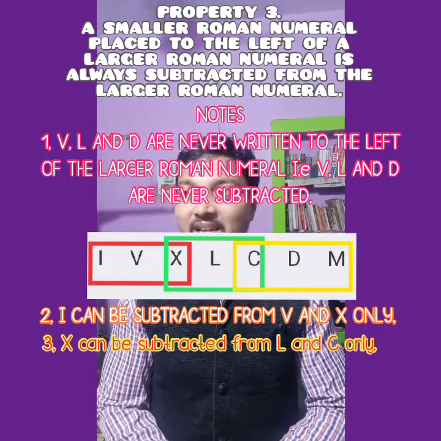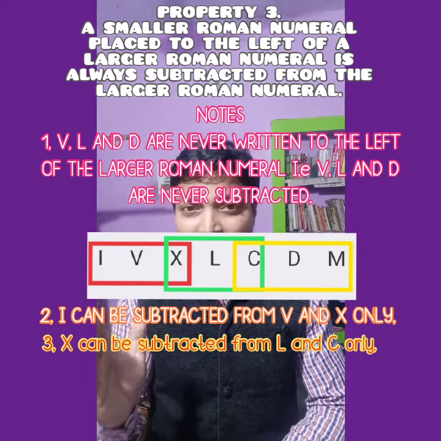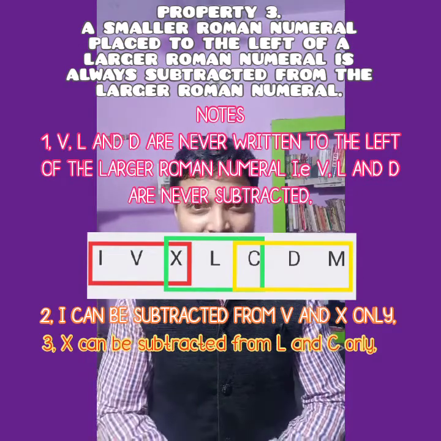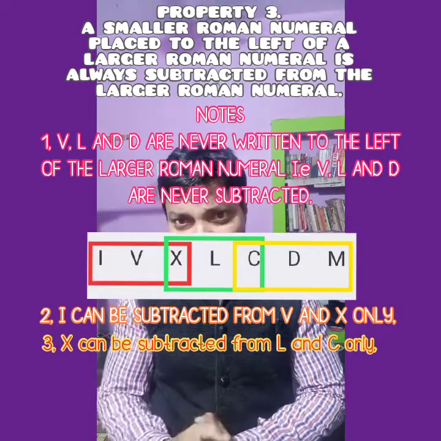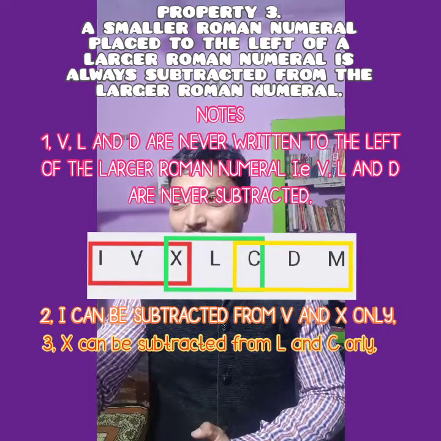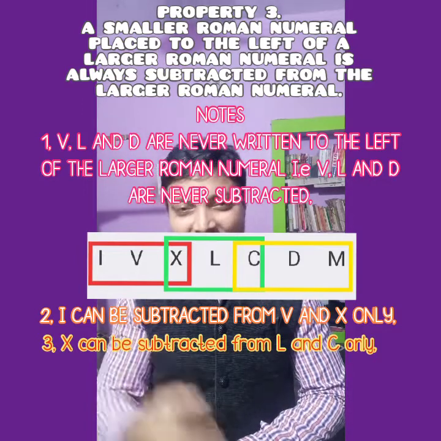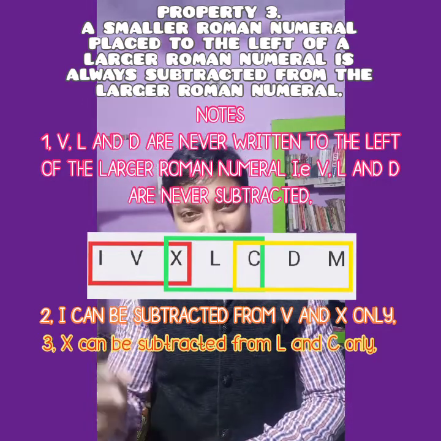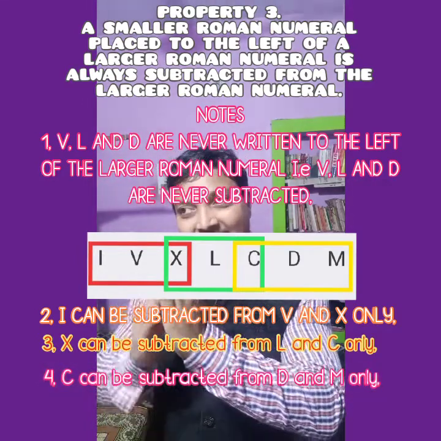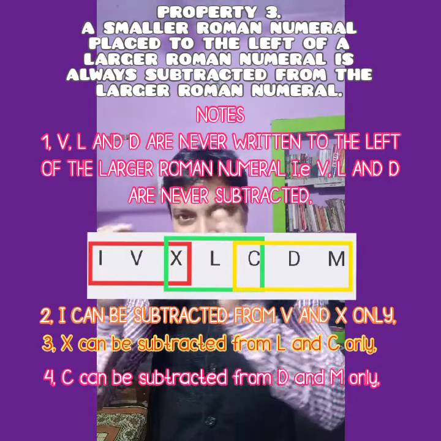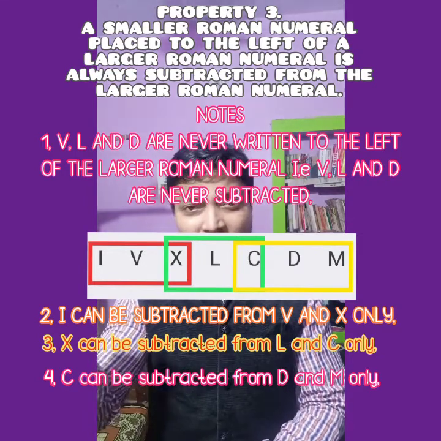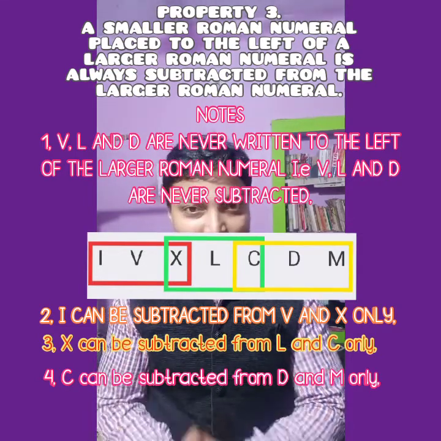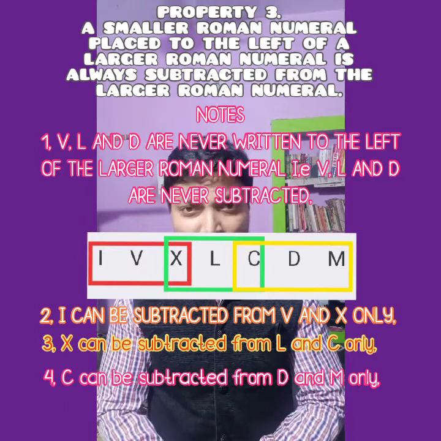from L and C. In the same way, you just have to remember X can be subtracted only from L and C. Ready? So from the second 3 collection, which one is the last symbol? The last symbol is C. So once again, from C, on the right side D and M, we will form one more group. In the same way, C can be subtracted only from D and M. So this is the trick that you have to remember.